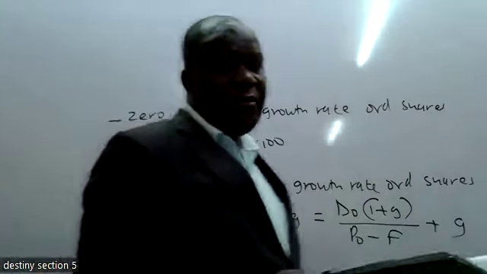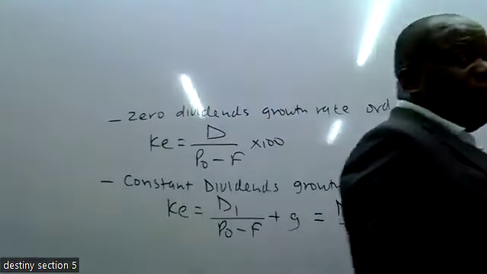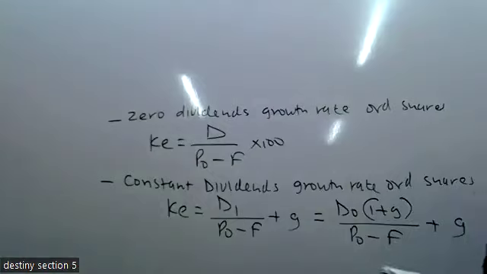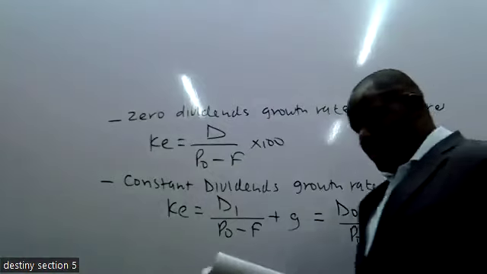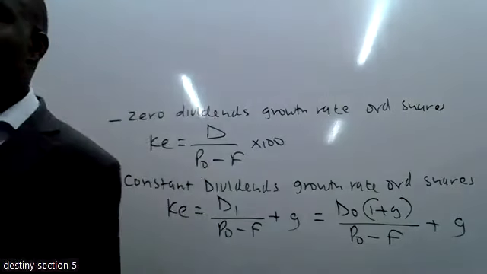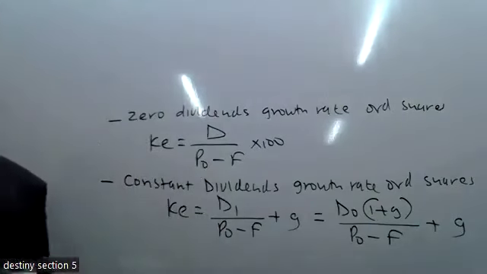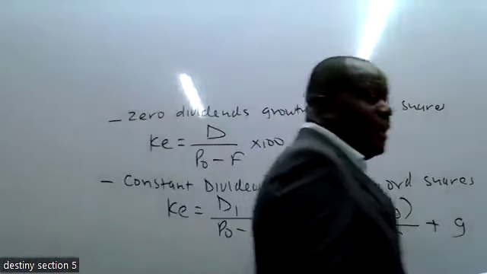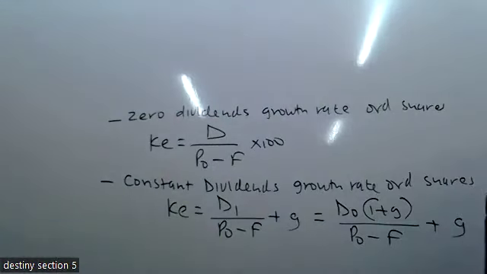We said that equity was classified into two: ordinary share capital and retained earnings. So let us now go to the retained earnings.